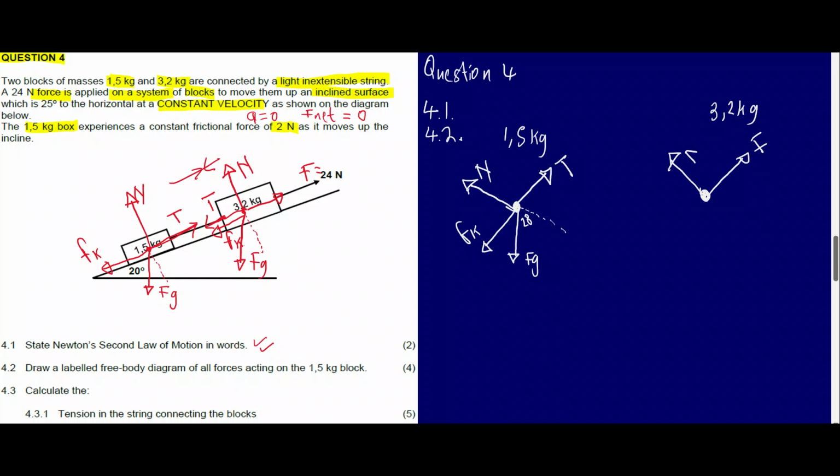This is the 3.2 kg block. We have the normal force going up like that, and then we have the Fk. These blocks are moving up the incline, that's why the kinetic friction is going to oppose the motion. So we're going to have the Fk there. Then we will also have tension, and here we have the gravity going exactly down, and the angle is still 25 degrees.